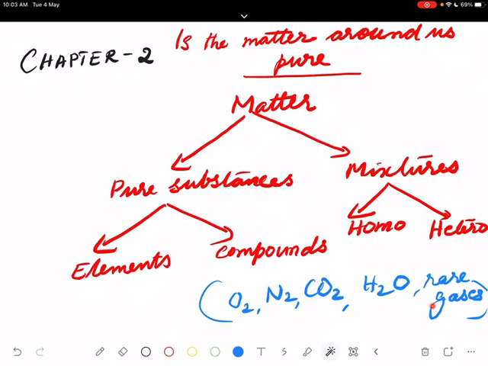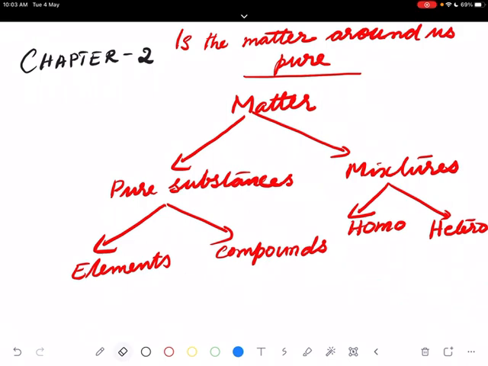Now, in common life, we say pure milk. But in chemistry, such a word is not there. Milk is not pure. Milk consists of proteins, carbohydrates, liquid fats, water content. So, milk is a mixture. Example for mixture: milk. Milk is not a pure substance. Air is a mixture. Air is a homogeneous mixture of many gases.